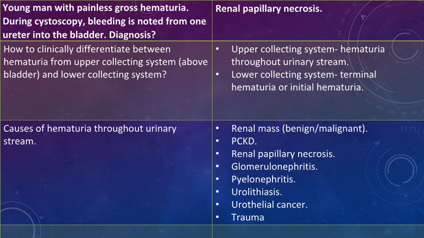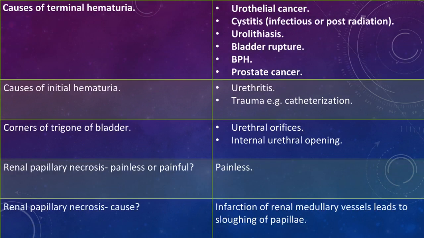Causes of hematuria throughout urinary stream. Renal mass, benign, malignant. PCKD. Renal papillary necrosis. Glomerulonephritis. Pyelonephritis. Urolithiasis. Urothelial cancer. Trauma. Causes of terminal hematuria. Urothelial cancer. Cystitis, infectious or post-radiation. Urolithiasis. Bladder rupture. BPH. Prostate cancer.